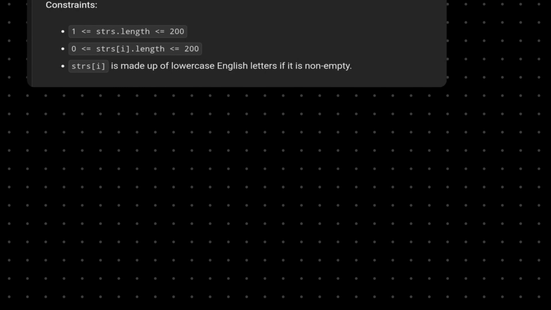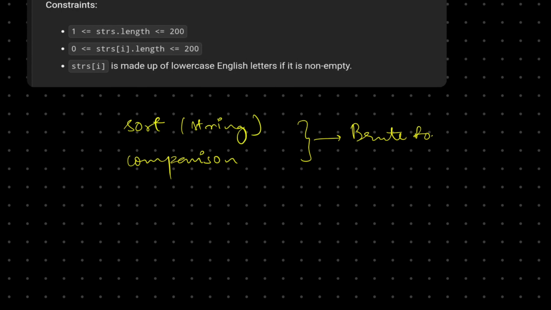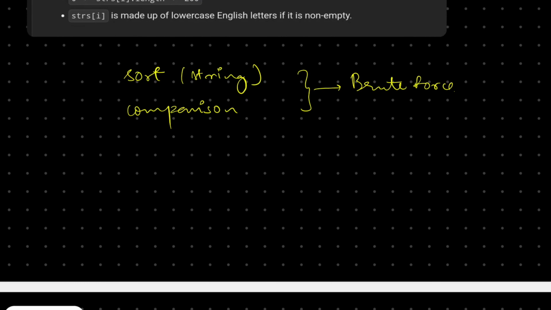Now let's build the intuition. A lot of people try complicated approaches like sorting. They try to sort the strings and then compare all pairs. That is basically a brute force approach. But we instead think like this. We only care about the starting characters. Like in our example, we have bag, bank, bat, and band. So we will only care about the starting characters.